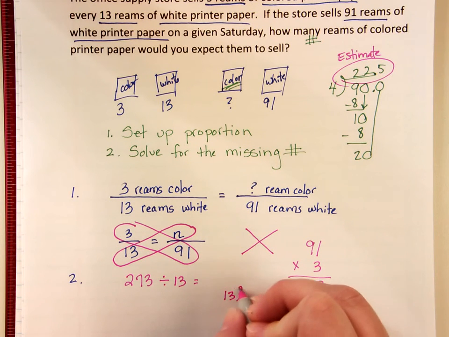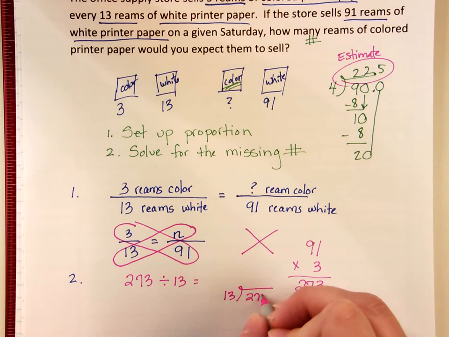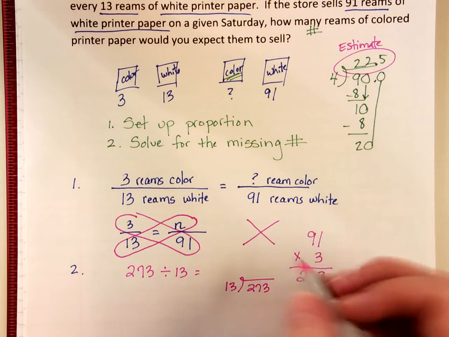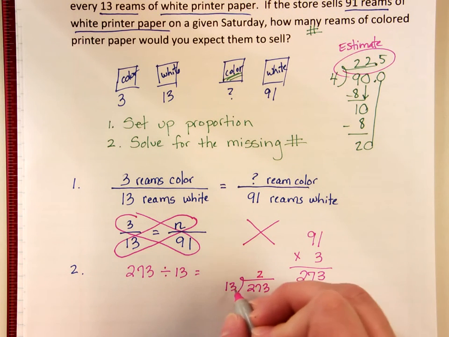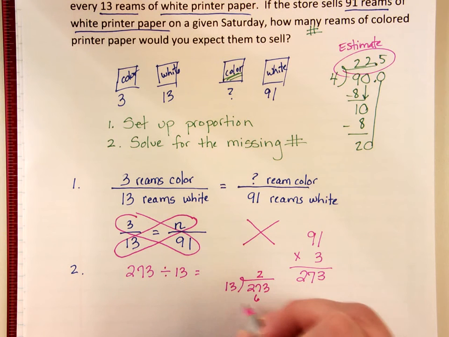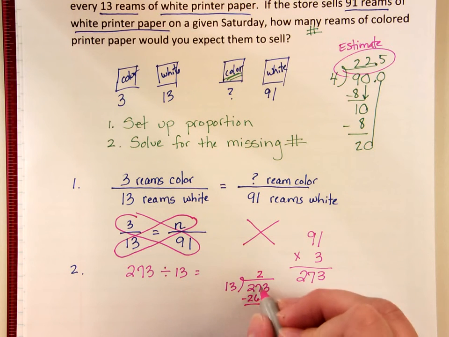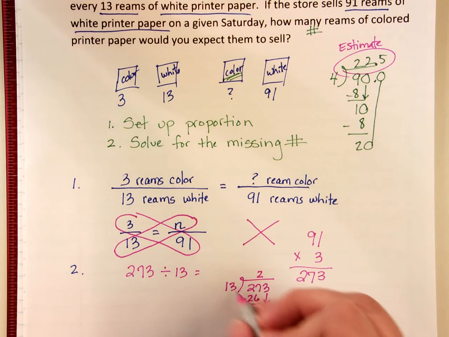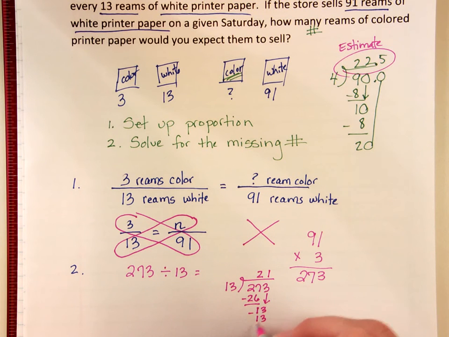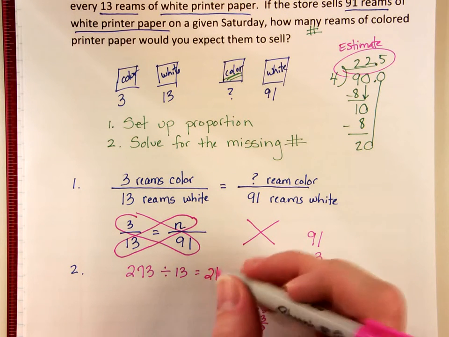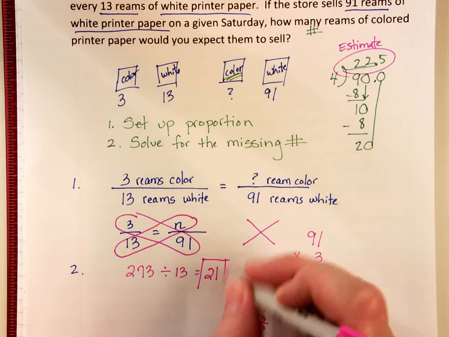How many times does 13 go into 273? Let's do some division. 13 goes into 27, probably 2 times. 2 times 3 is 6. 2 times 1 is 2. Now you subtract. 27 minus 26 is 1. Carry the 3 down. How many times does 13 go into 13? 1. And you subtract. Okay. 273 divided by 13 is 21. We're actually done. That is the answer.